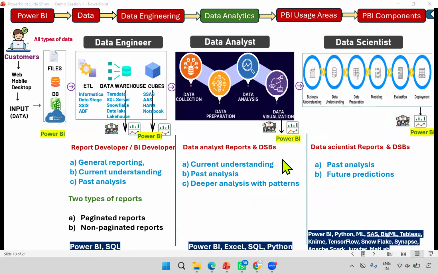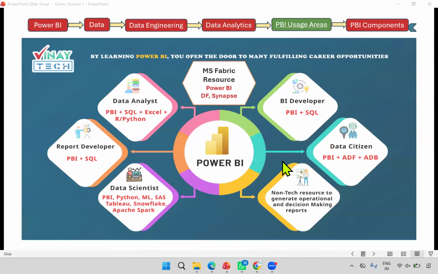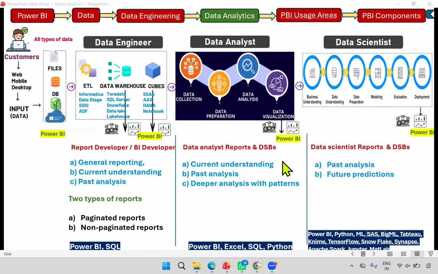This is all about different types of BI components. Next, last one. See, guys. One more important thing I will show you. Sharply at 10:10 I will close.